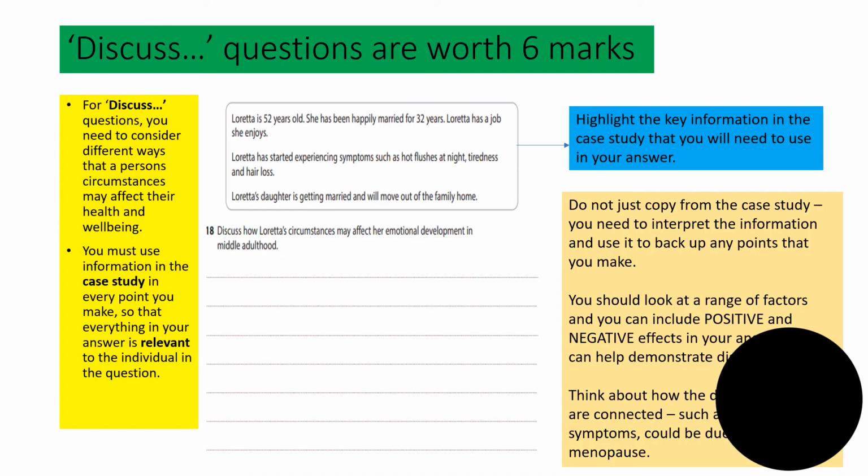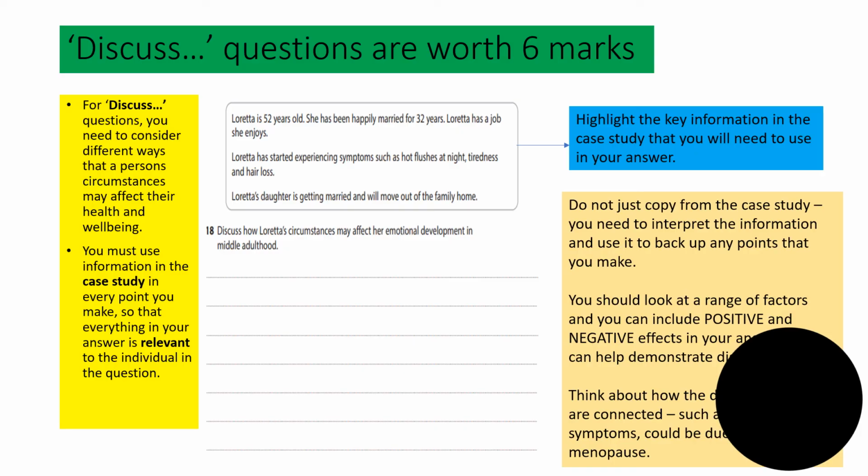We now move on to discuss questions, and these are worth 6 marks. Really, when you have a discussion with people, if you think about a discussion you have in daily lives, you may be thinking about the pros and cons, negatives and positives. And basically, this is what it's asking you to do. You need to consider different ways that a person's circumstances may affect their health and well-being. You can only use the information in the case study. In every point that you make, you've got to use something relevant.